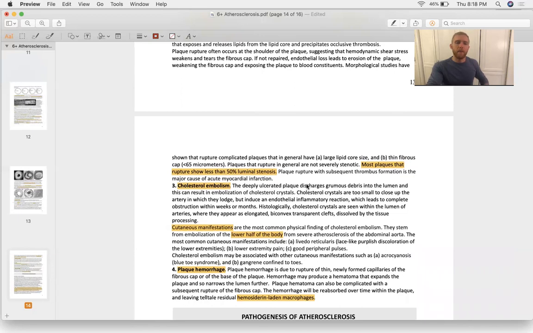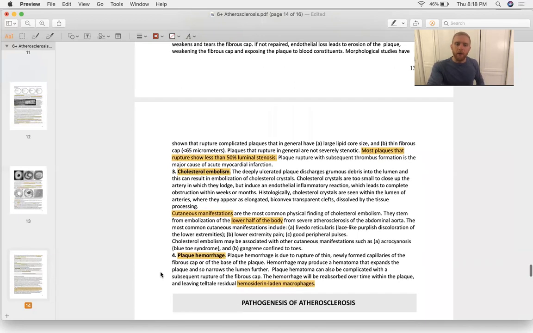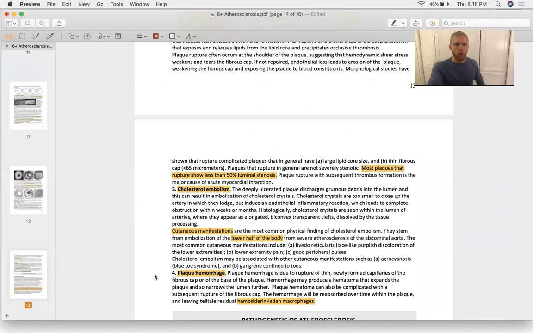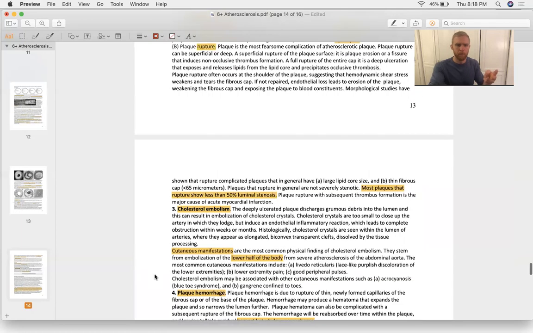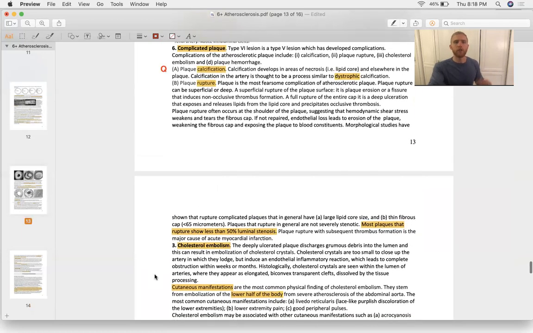You might be shown a cross-section of an artery and the macrophages are all rusty brown. And then the question could be, what complication occurred here? And you've got to know, it's got to be a hemorrhage. It's got to be an acute bleeding because those are hemosiderin-laden macrophages that just digested a bunch of red blood cells. You could get shown a calcified lumen and have to know that it's dystrophic calcification.